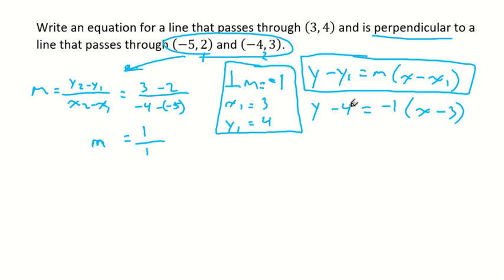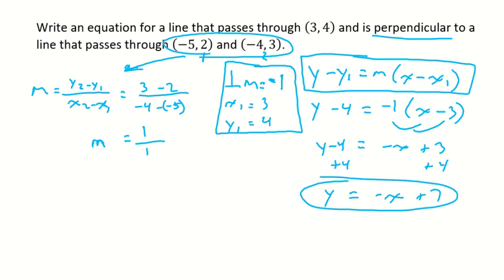We're going to distribute the -1 to both terms in the binomial, -x plus 3. And now add 4 to both sides of the equal sign. y equals -x plus 7. So there is the perpendicular line through point (3, 4) that is perpendicular to the line with the given points. Hopefully these couple examples are helpful for you in reviewing and understanding writing equations of a line perpendicular to a given line.